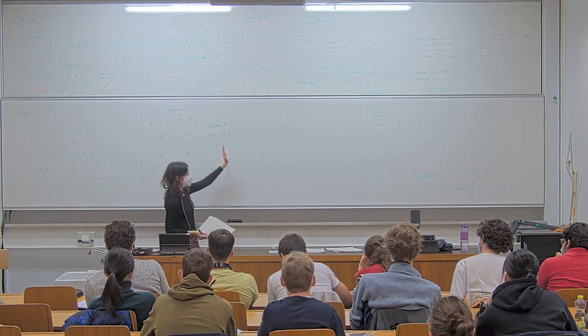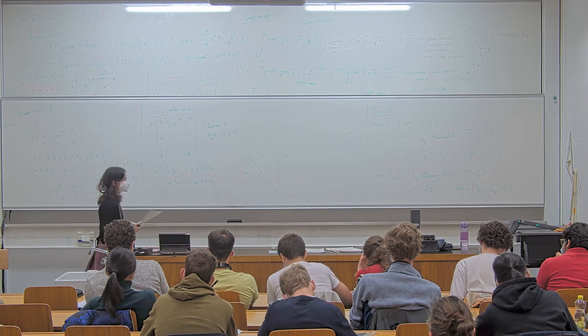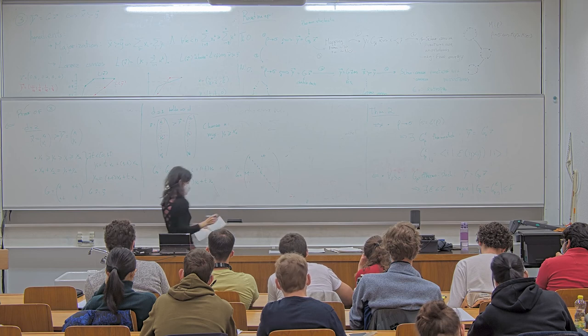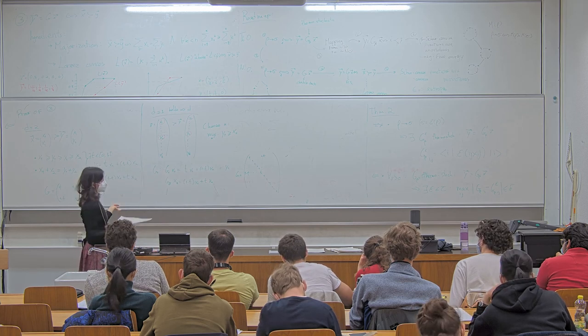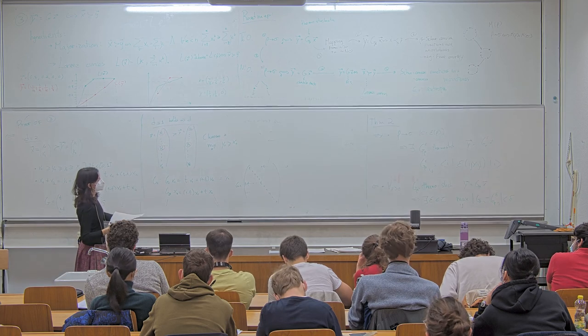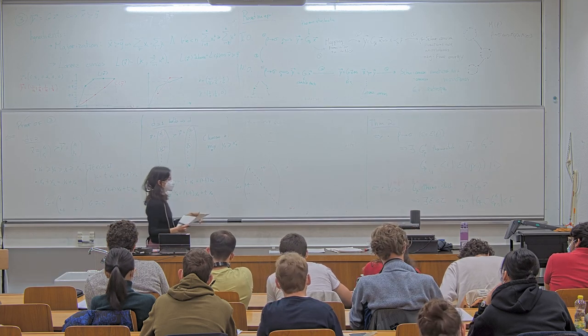All the rows and all the columns sum up to 1, so it's doubly stochastic. This is what G1 looks like. And then, well, now we're going to see what happens when we apply this matrix to our initial vector.